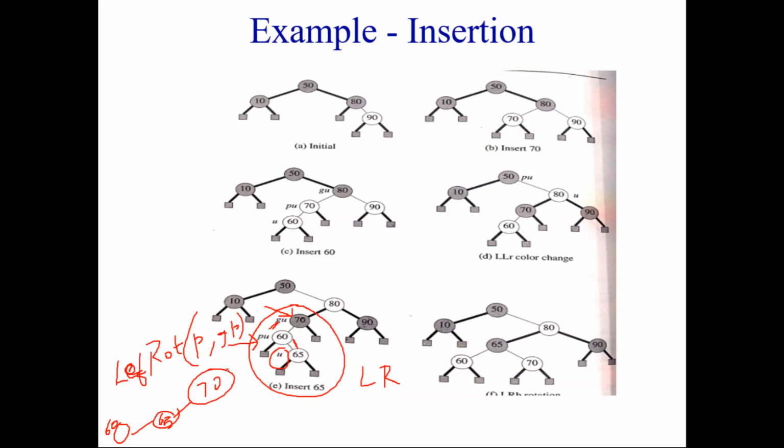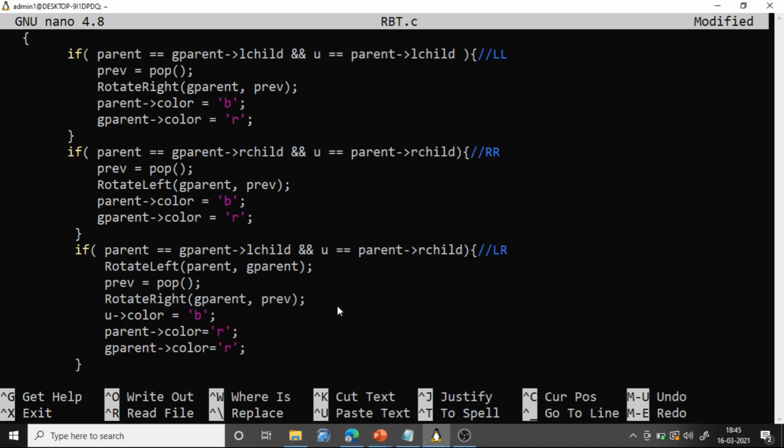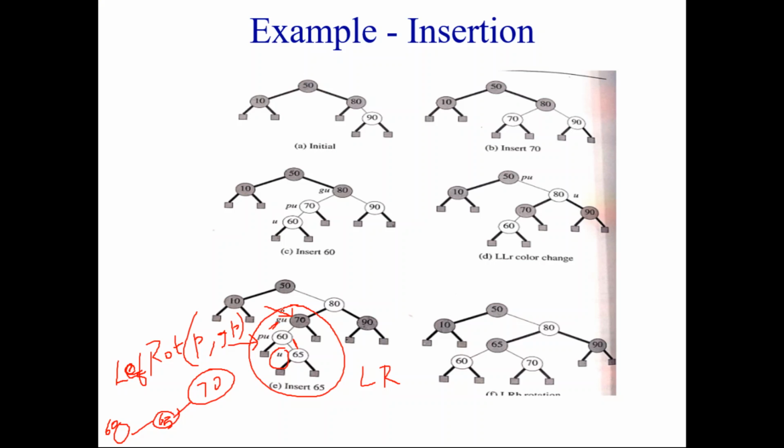If you want to perform right rotation on 70, we need 70's parent. 70's parent is 80. So that is why we are writing this pop. Pop will give the parent of that particular grandparent. So again rotate right on the grandparent and previous. When you perform a right rotation on 70, 65 will become the root of the subtree, 70 will become the right child, and 60 will become the left child.